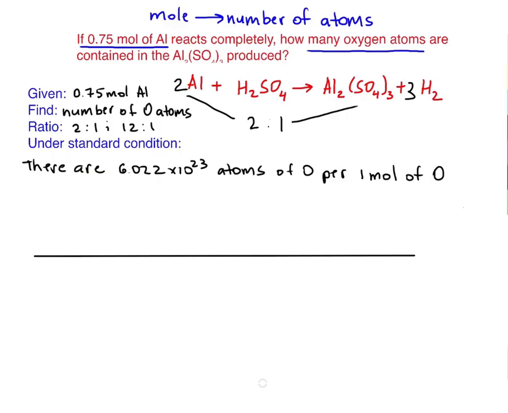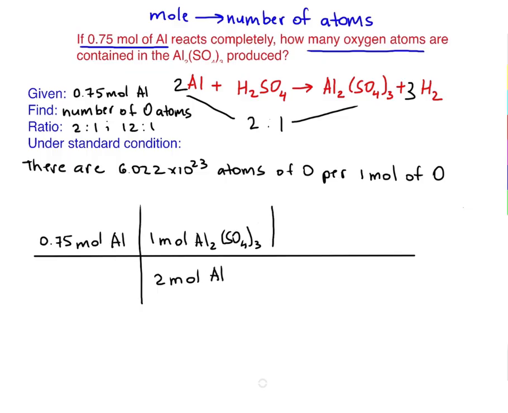As usual, you first write the given number. It's 0.75 mole of aluminum. Make sure you write the unit. Now second, you write the ratio of aluminum to aluminum sulfate. Now it's a 2-to-1 ratio. Aluminum sulfate should go on top and aluminum should go on the bottom. Make sure you don't switch the places, because you need to cancel that mole of aluminum.